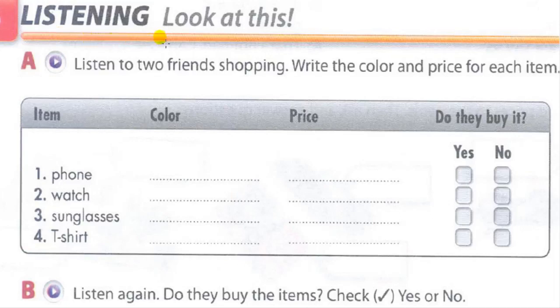Exercise 6. Listening. Look at this. Part A. Listen to two friends shopping. Write the color and price for each item.